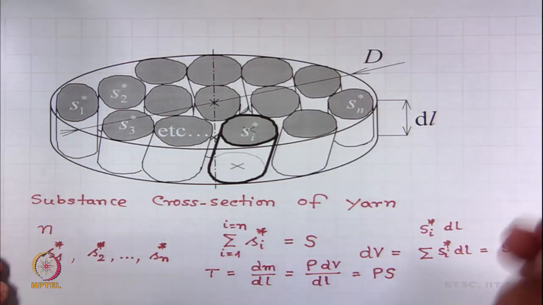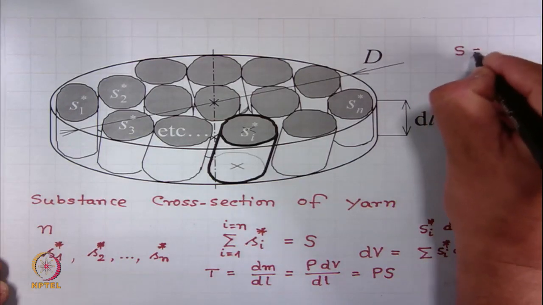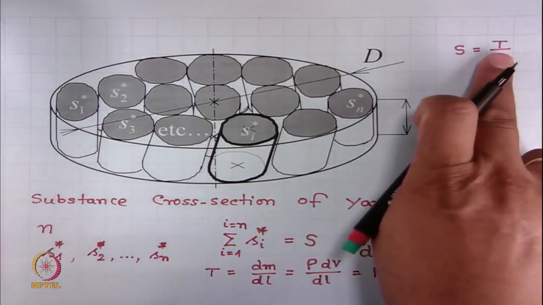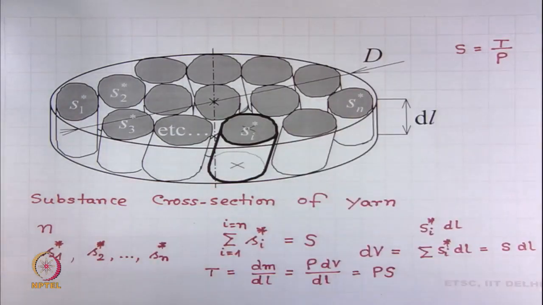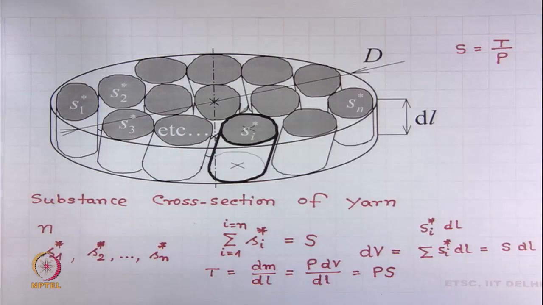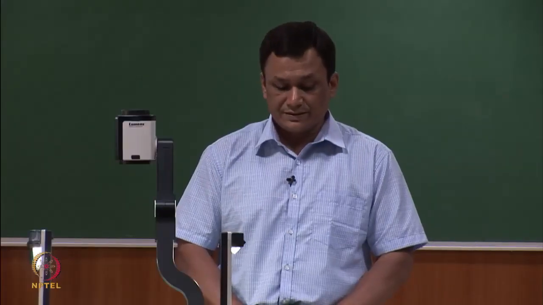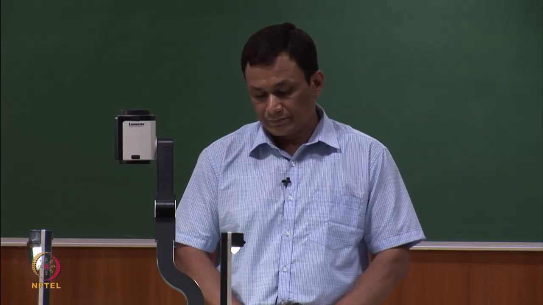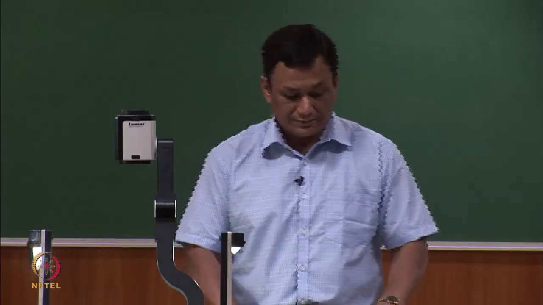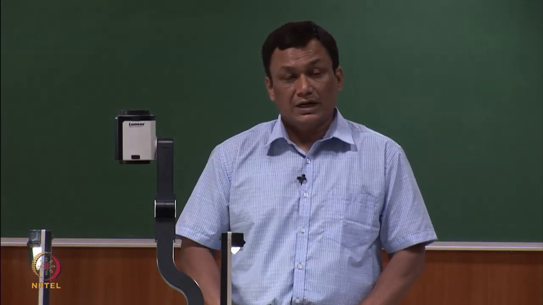So, what we obtain is S is equal to T by rho. If we know fineness of yarn, it is very easily determined in a standard textile laboratory. Fiber density is also possible to determine experimentally. We will be able to find out substance cross sectional area, capital S. Right? Now, what is the use of this substance cross sectional area? We need to understand this.